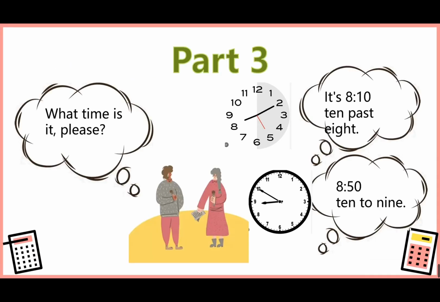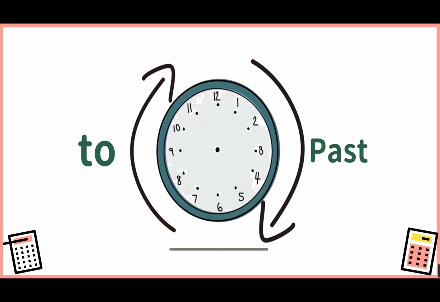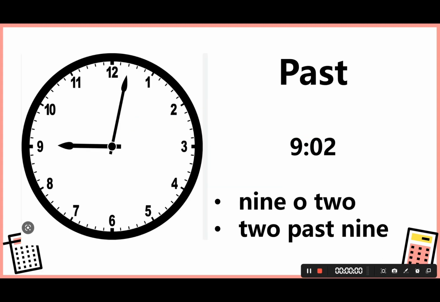Part 3. What time is it? It's 10 past 8 and it's 10 to 9. We can use past when it's not over 30 minutes. For example, when it's 9:02, you can say it's 9:02, or you can say it's 2 past 9.